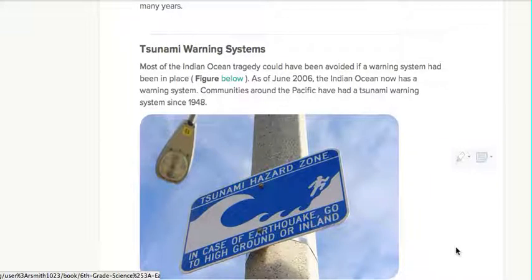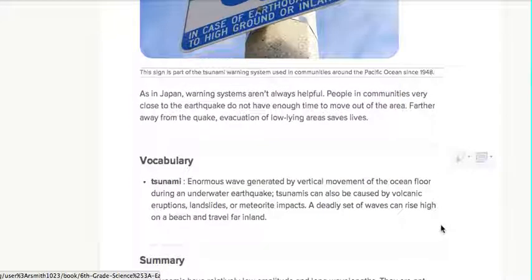Most of the Indian Ocean tragedy could have been avoided if a warning system had been in place. As of June 2006, the Indian Ocean now has a warning system. Communities around the Pacific have had a tsunami warning system since 1948. As in Japan, warning systems aren't always helpful. People in communities very close to the earthquake do not have enough time to move out of the area. Further away from the quake, evacuation of low-lying areas saves lives.